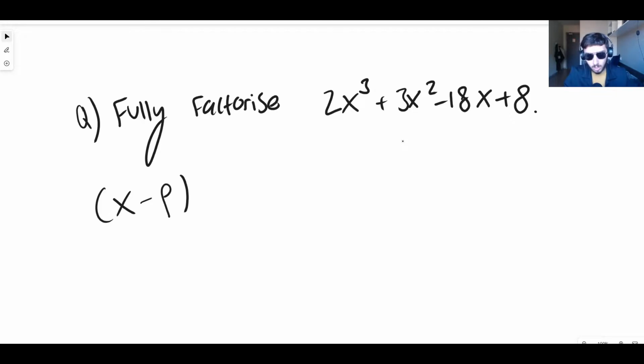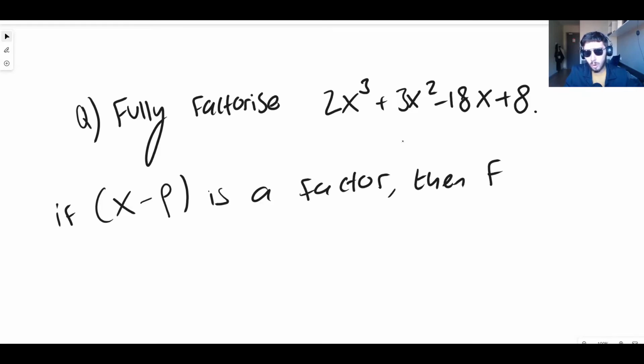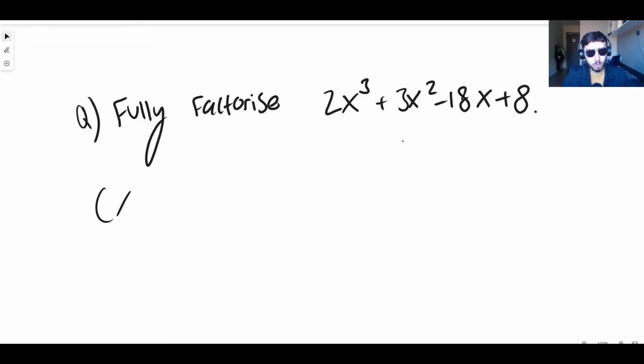Factor theorem says that if this is a factor of our f of x, which is just this guy here, but I won't write that, then f of p is 0. Okay, and vice versa. It goes backwards as well. So if f of p is 0, then x minus p is a factor. So if we can find some f of p equals 0, then we know that x minus p is a factor, and we can do polynomial long division on it.